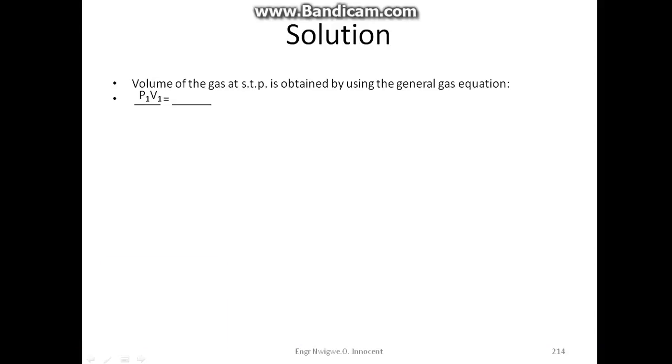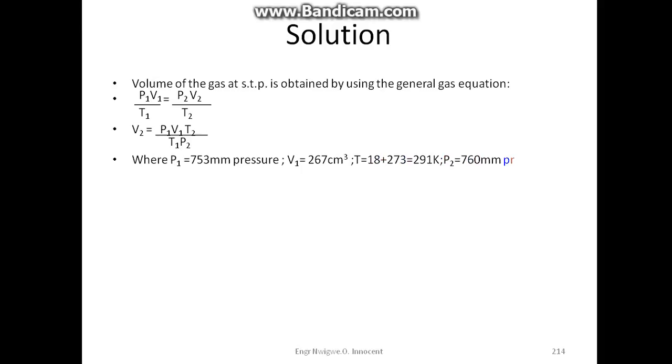Solution: volume of gas at STP is obtained by using the general gas equation P1V1/T1 equal to P2V2/T2. Making V2 the subject of the formula, we have P1V1T2 all over T1P2, where P1 is 753 mm pressure, V1 is 267 cubic centimeter, T1 is 18 plus 273, which will give us 291 Kelvin. P2 is now equal to 760 mm pressure.